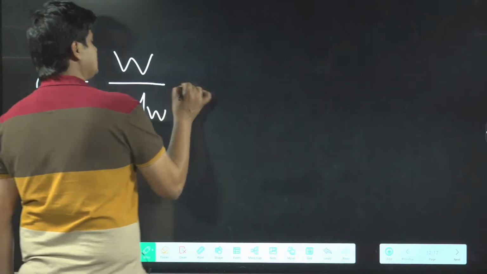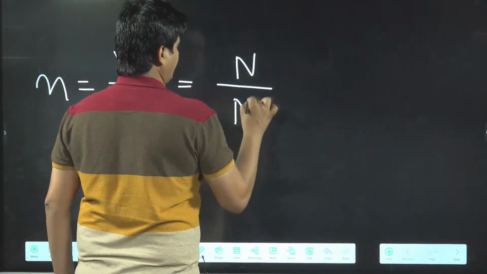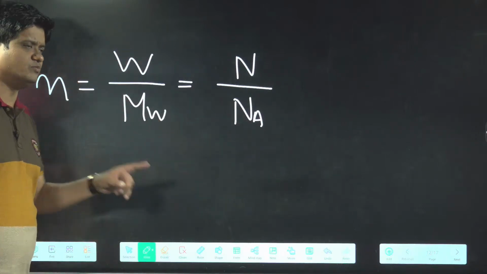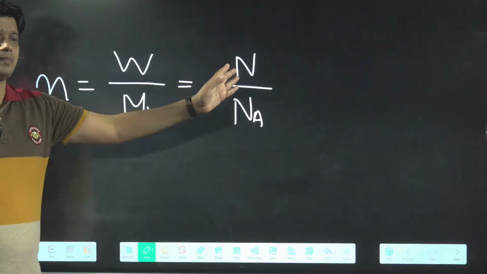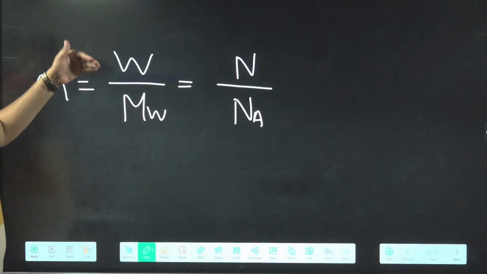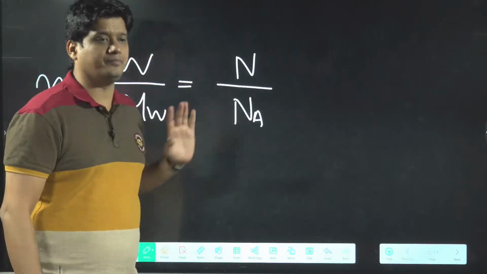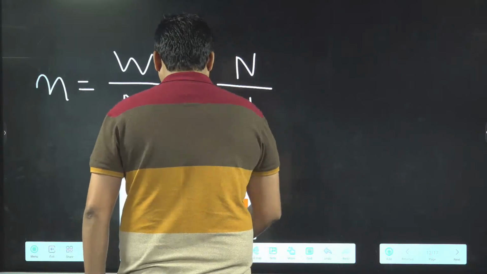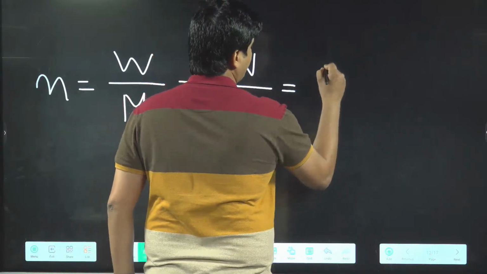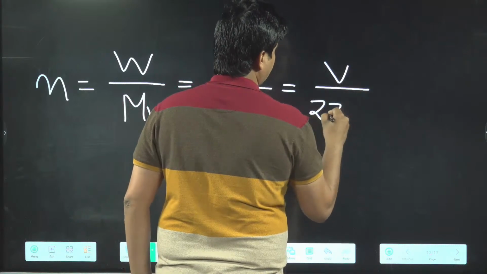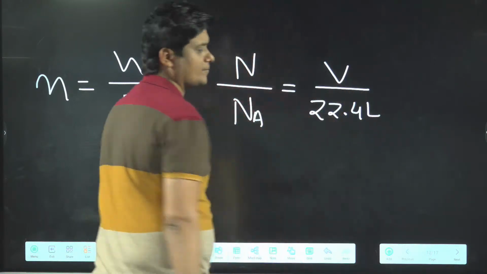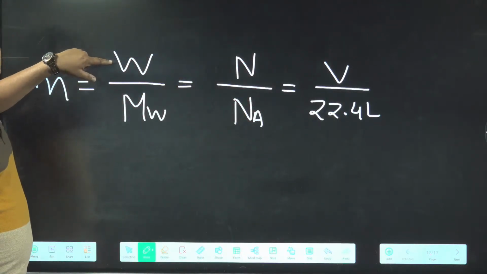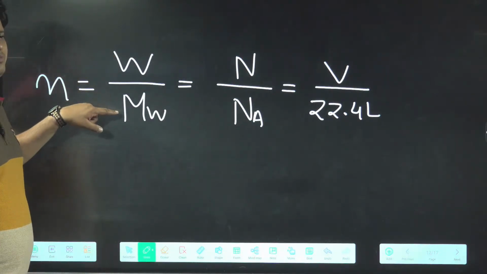Even I can write it like this: N upon Na. Since N upon Na or W upon MW both are reflecting the same thing, which is mole, I can equate them. So number of moles is equal to mass upon molar mass or N upon Na. There is one more formula, and that is V upon 22.4 liter.